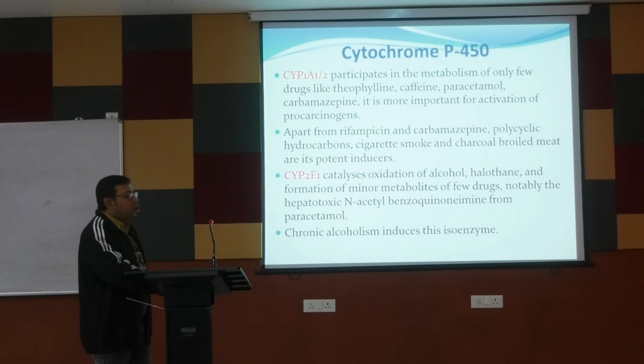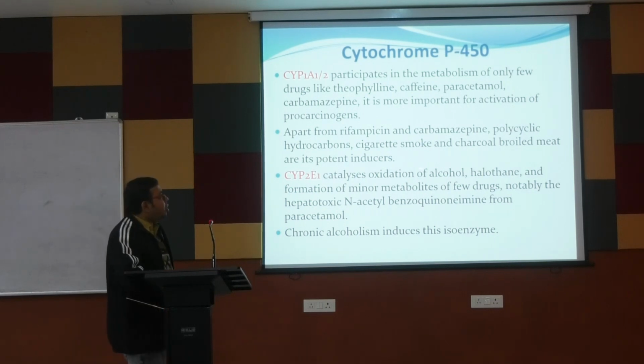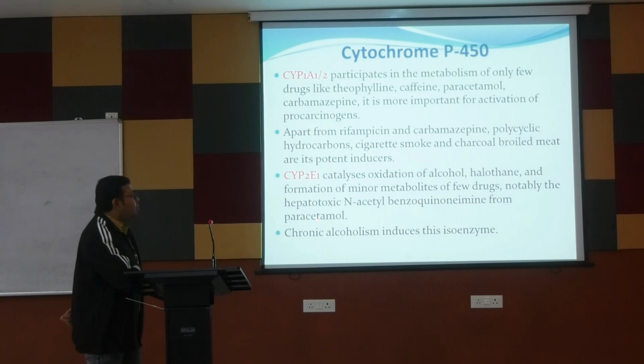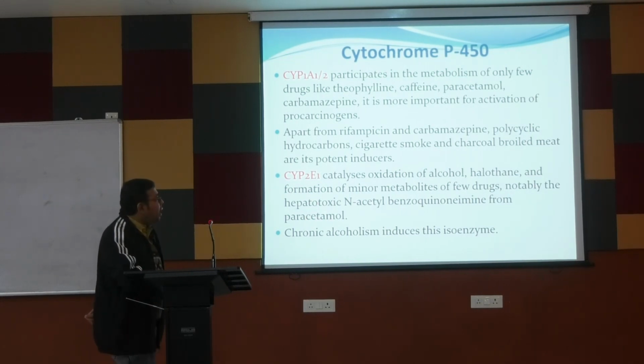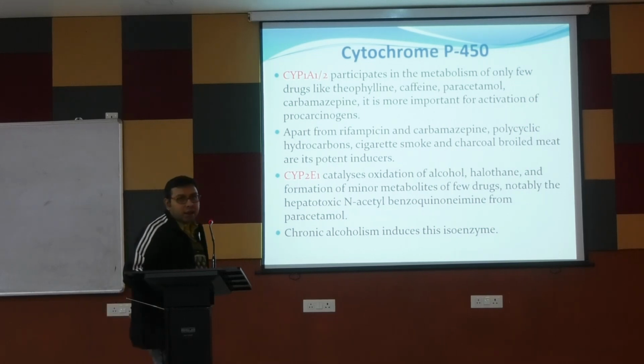Another is cytochrome P2E1 that catalyzes oxidation of alcohol and halothane. Halothane is an anesthetic drug. It is also involved in formation of the minor metabolites of a few drugs, notably from paracetamol, where a metabolite is formed known as N-acetyl benzoquinonimine. So you will read about this in the NSAIDs chapter.